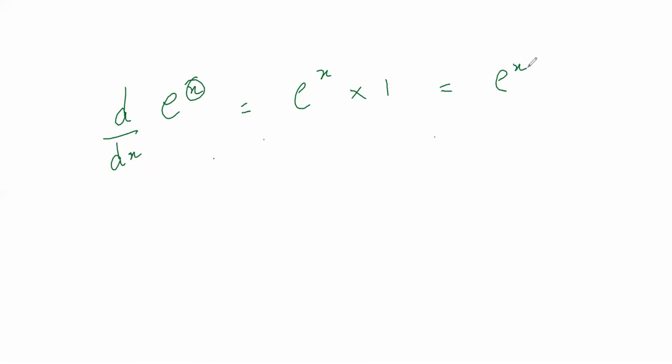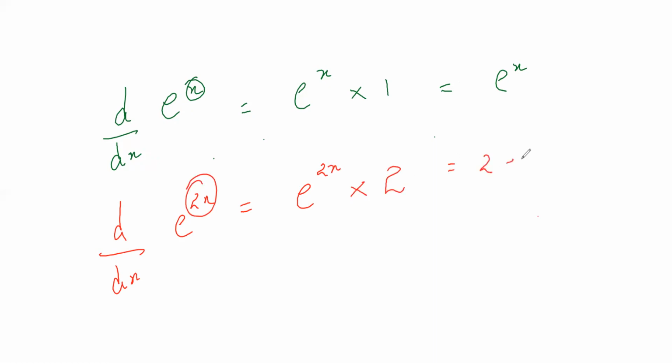So what is the differentiation of e power 2x? That is e power 2x itself. But what about the differentiation of 2x? 2, multiplied by 2. 2 e power 2x. Differentiation of e power 3x is what? E power 3x into 3. Is it fine? Any doubt in this?